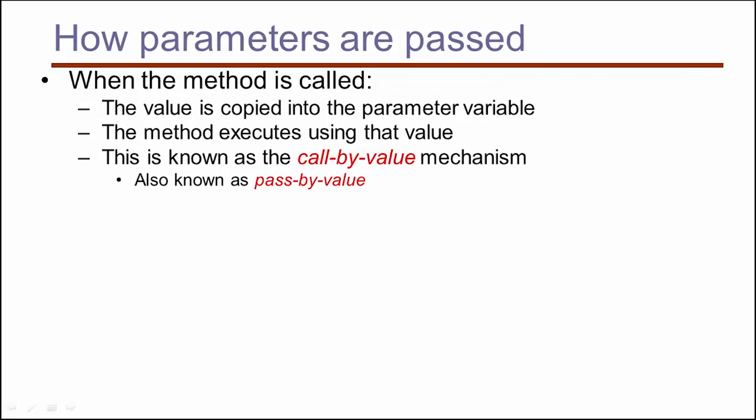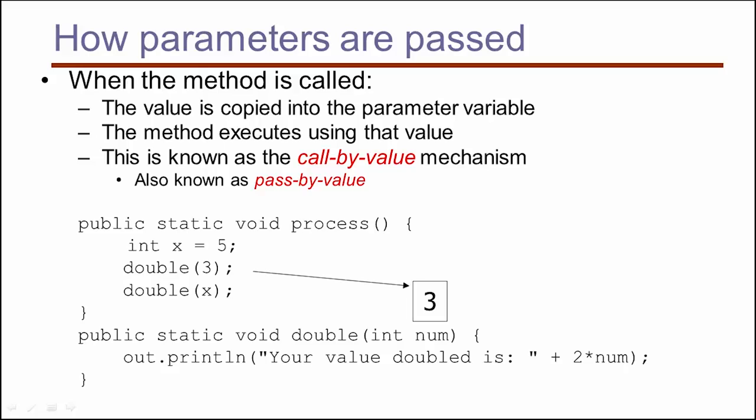When a Java method is called, its parameters receive copies of the values passed in. This is known as call by value. In this example, we have a method named double that receives an integer parameter. When we call it with 3, the method receives a copy of the 3 and prints the value 6. When we call it with x, the value of x is copied and the method prints the value 10. Note that the variable x was not sent to the method, but rather a copy of its value.